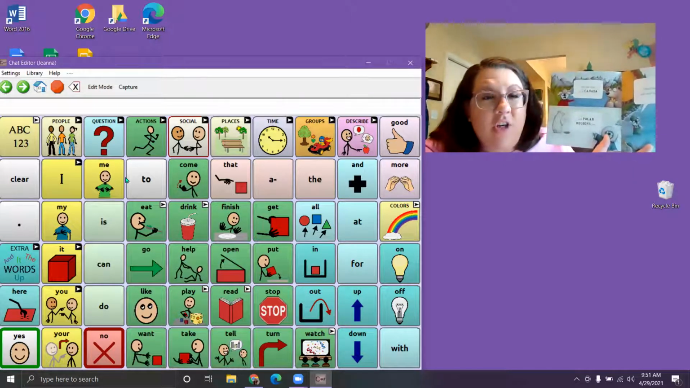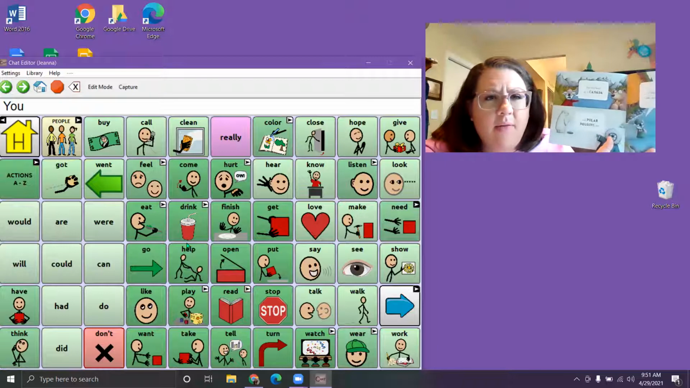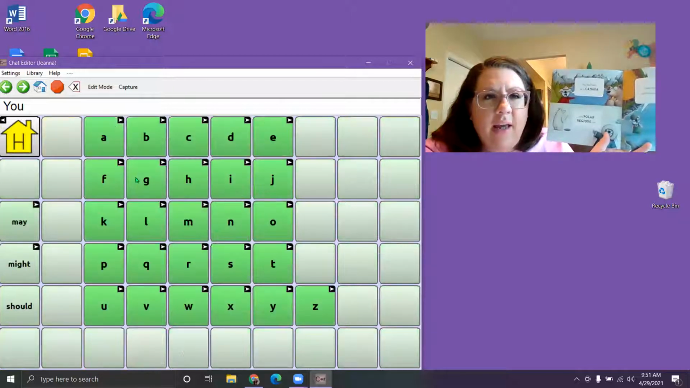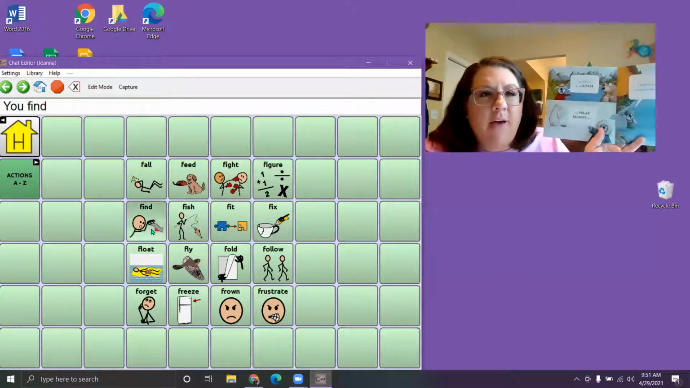Now he's telling us you find. Let's get our word, find. I thought it was on this page. So since I can't find it right away, I could just go to my actions A to Z, and F, since find starts with a F sound. And there we go, find.